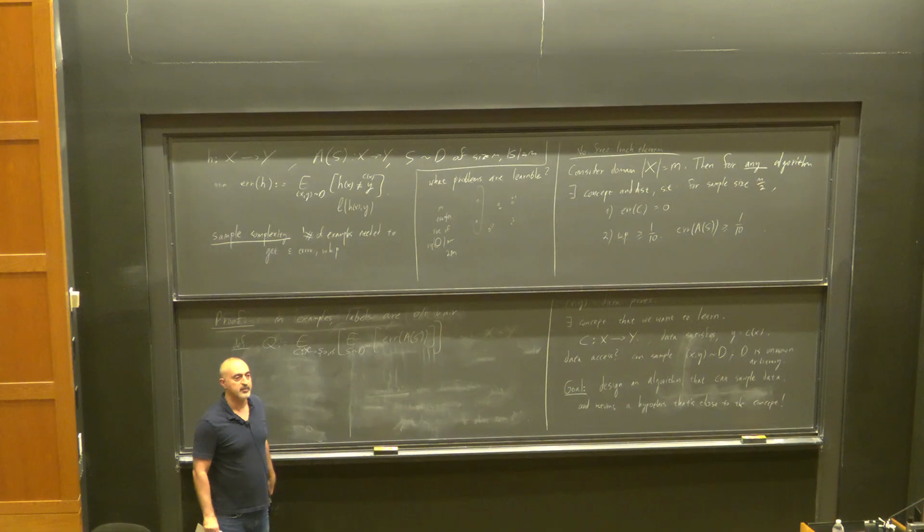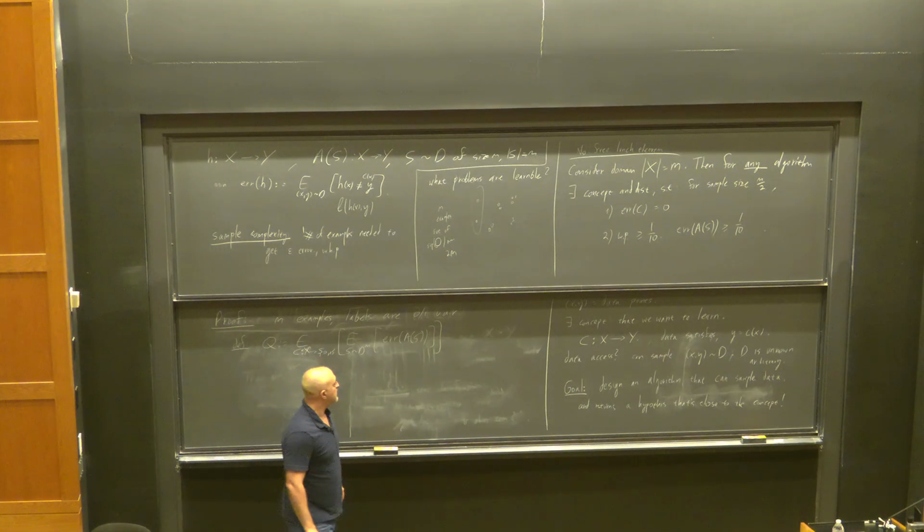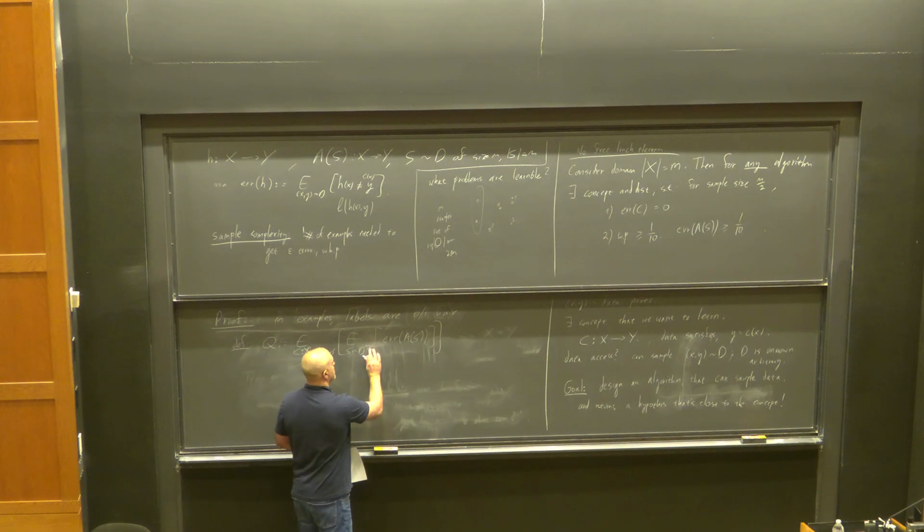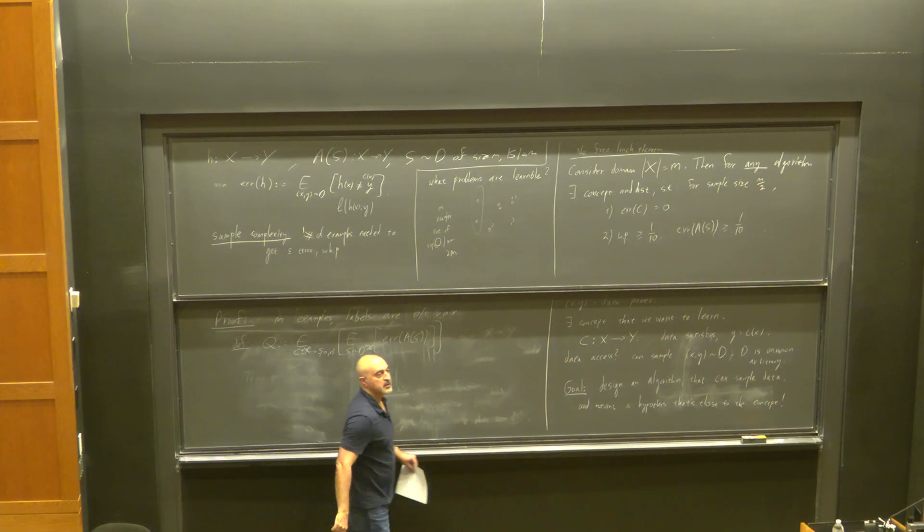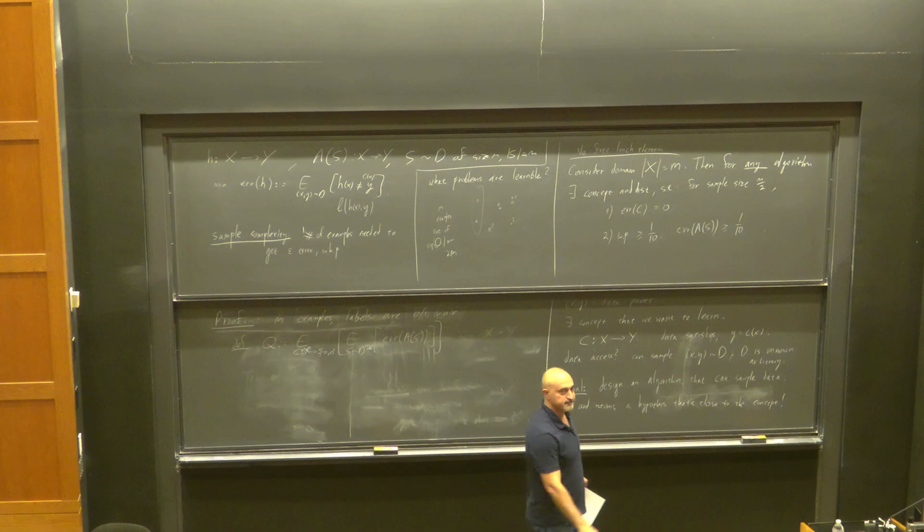Shouldn't it be like m by 2, m divided by 2? What did I write? Oh, yeah, m by 2. You're right. Thank you. Well, I saw half of the work.